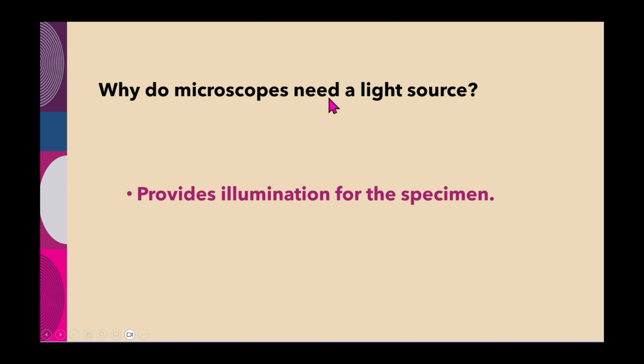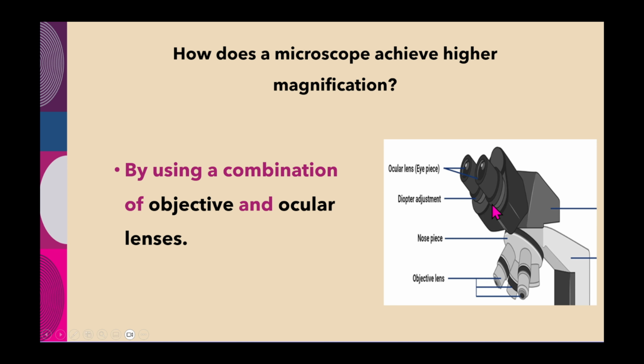Why does a microscope need a light source? Because light provides illumination for the specimen. How does a microscope achieve higher magnification? By using a combination of objective and ocular lenses.